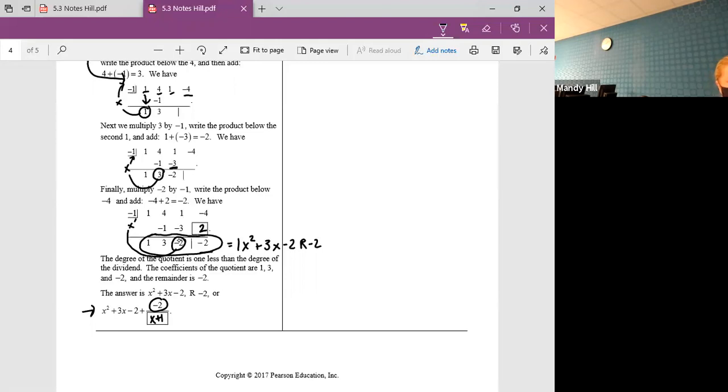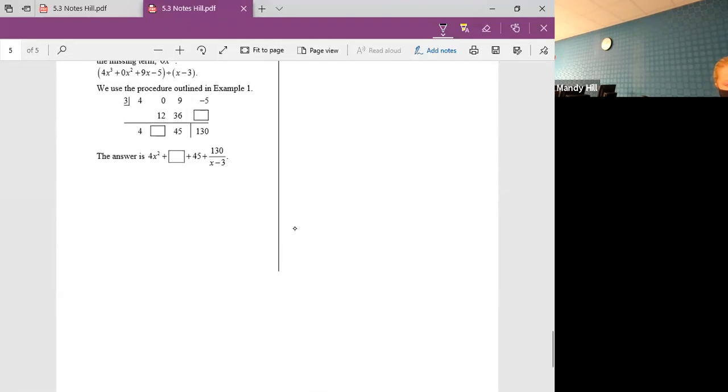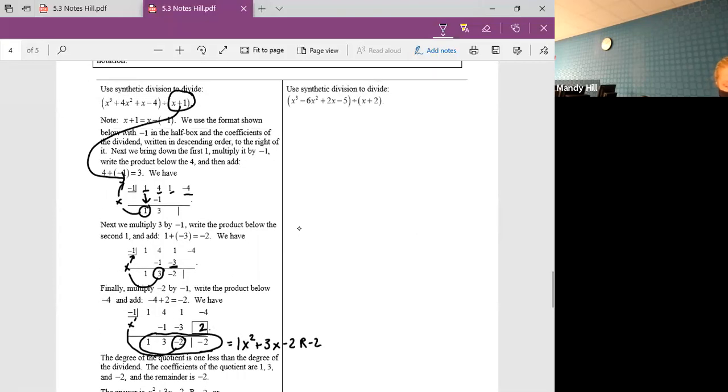Okay, now let's go slow. Let's look at one more. Or actually, we're looking at 2 more. First step, pick out what you're dividing by. You're dividing by x plus 2. So this thing over in this box is always going to be the opposite of whatever this is. So if it's x plus 2, you're going to put minus 2 here.